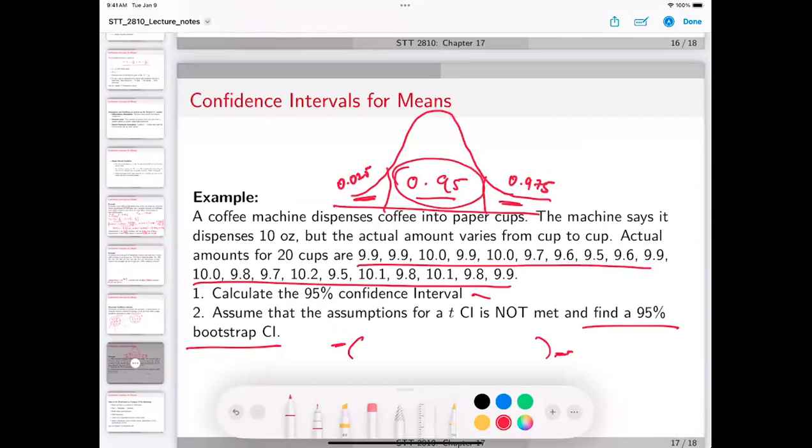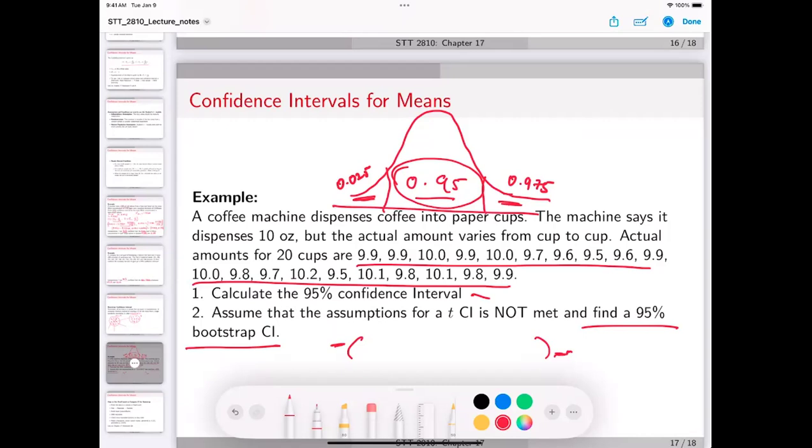So when you look at our StatCrunch here, the 2.5th percentile is what? 9.76. What is the 97.5th percentile? 9.93. Is that okay? If you want the 90% confidence interval, we are going to look at the 5th percentile and the 95th percentile. Does that make sense?